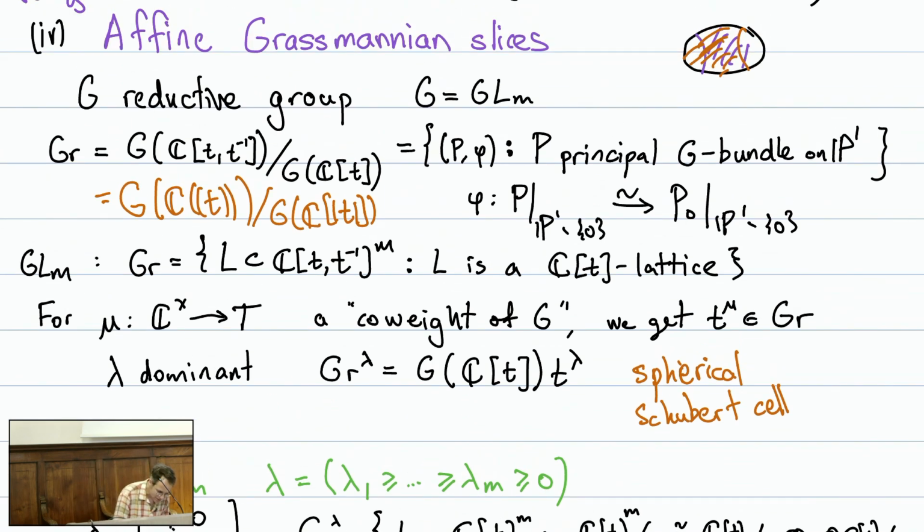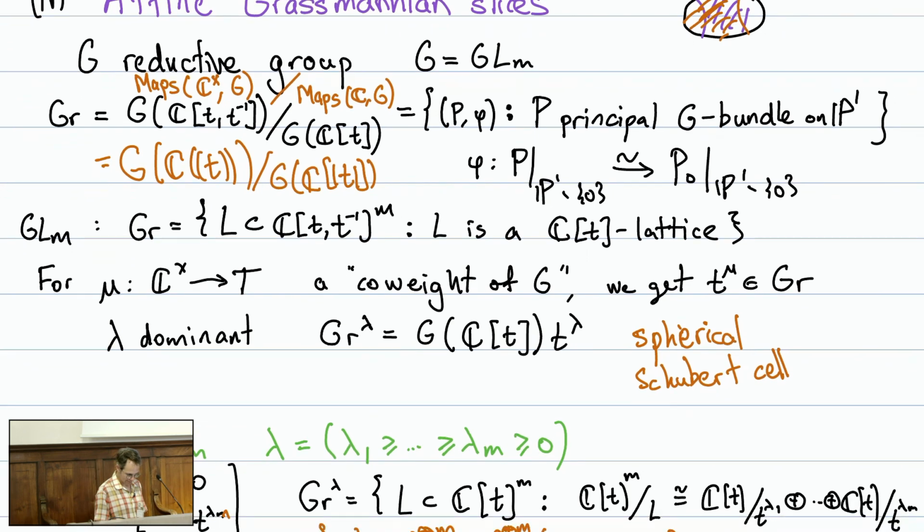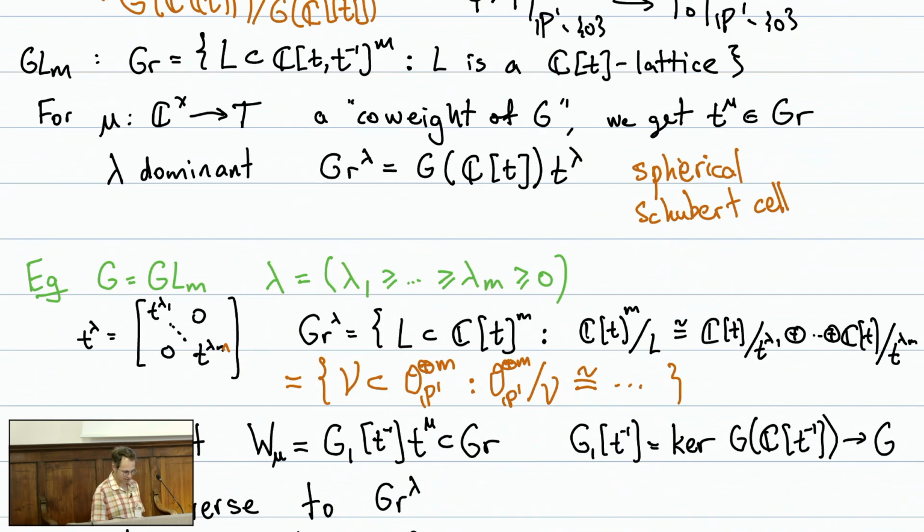So this thing here is the same as maps, now not maps of groups, just maps of varieties, from C star into G, mod maps from C into G. C here doesn't mean spec C, it means A1. And in the GL_n case, it's this matrix. And sorry, I changed notation.